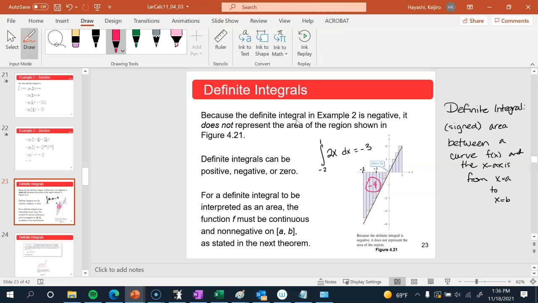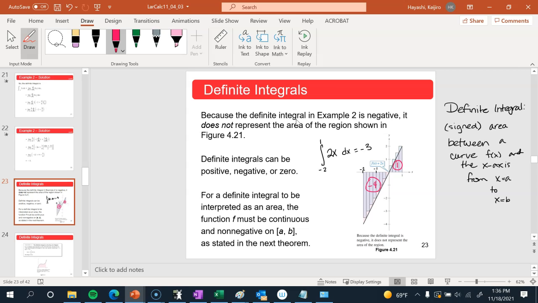Now this part is above the x-axis, so it should be a positive area. And this triangle has a base of 1 and a height of 2. So 1 times 2 is 2, cut that in half to get the area of the triangle. That's going to have an area of +1. Now if you add this negative area, -4, and this positive area, 1, together, you're going to get the value of the integral, -3.